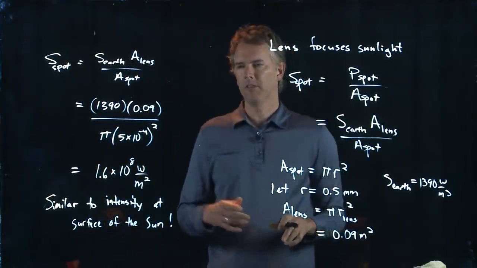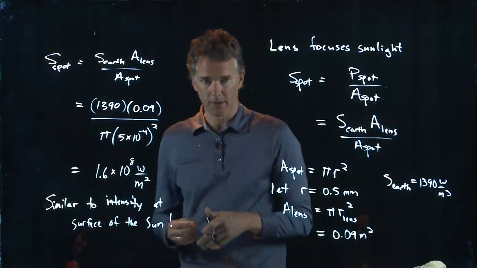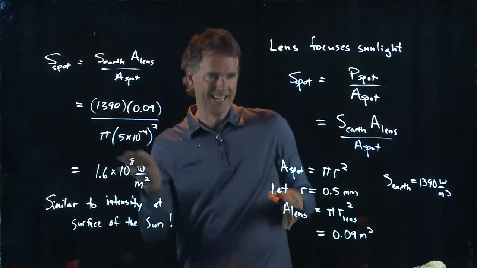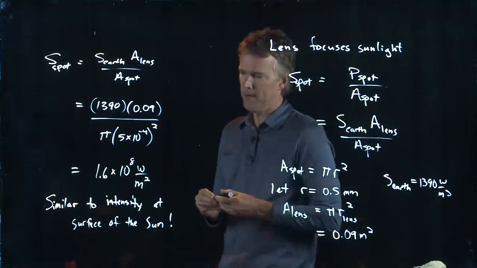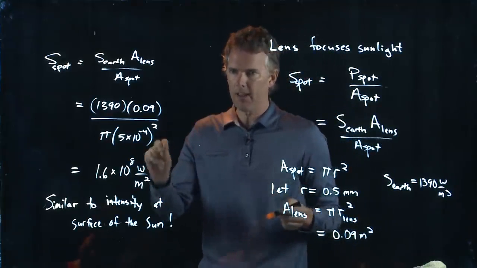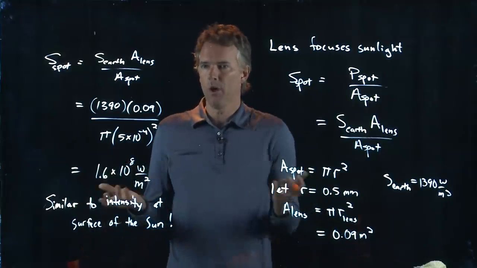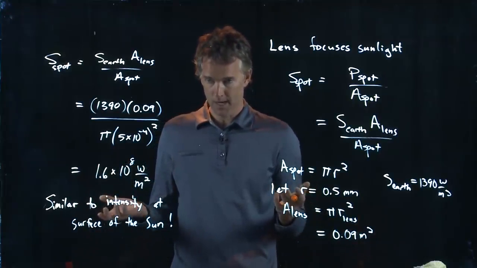Okay, remember the surface of the sun, we got something like 6 times 10 to the 7. And now we've got something 10 to the 8. So it's extremely comparable, in fact a little bit bigger, than the intensity of the surface at the sun. So it's no wonder that ant burns up, right?